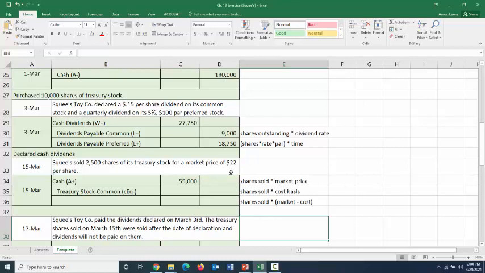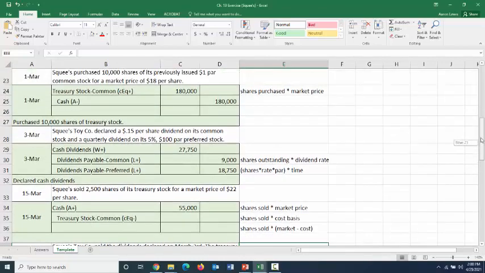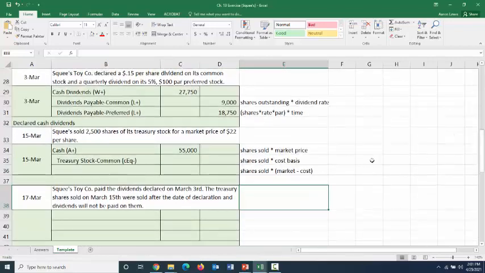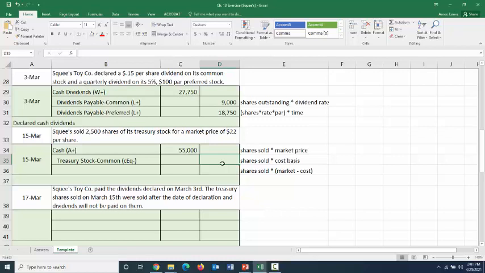So yes, we're selling this for $22, but how much did we originally pay to buy this treasury stock back just a couple journal entries ago? On March 1st, when we initially bought these shares back, we bought them back at a price of $18 per share. That was our cost basis for these common shares we had in treasury, $18 a share. Well, that means that these 2,500 shares that we are selling right now, which originally cost us $18 a piece, cost us $45,000 in total to acquire.